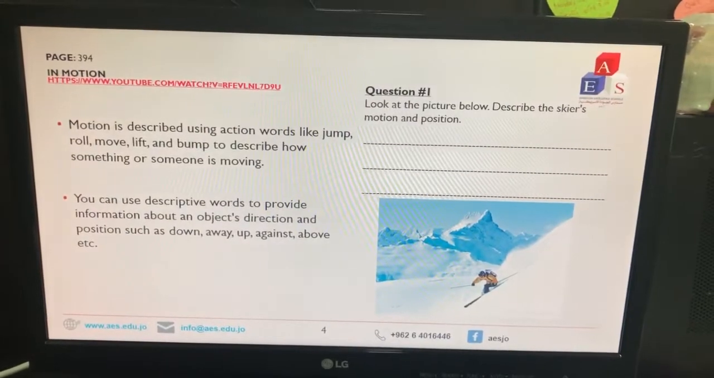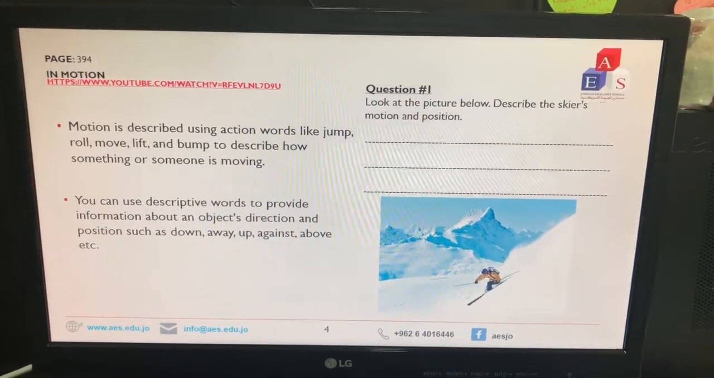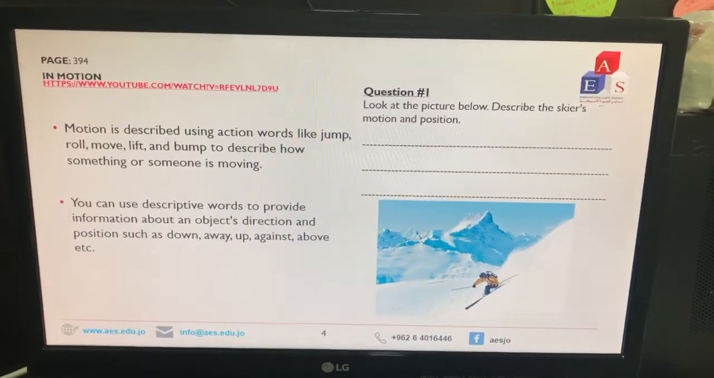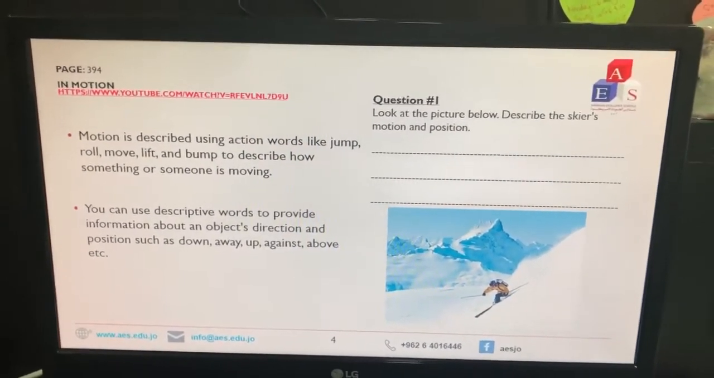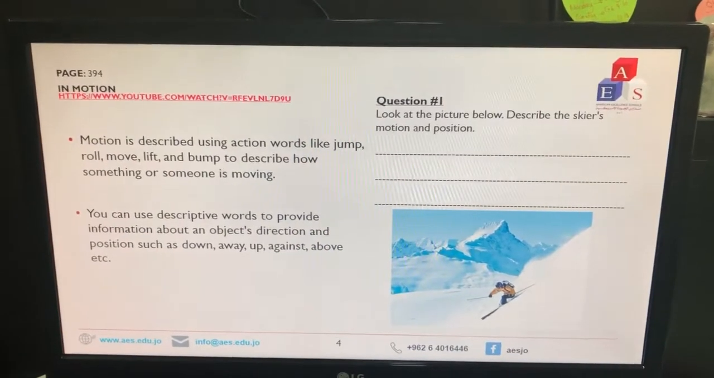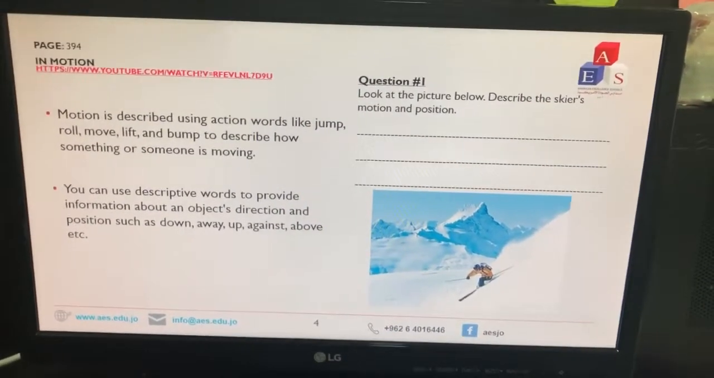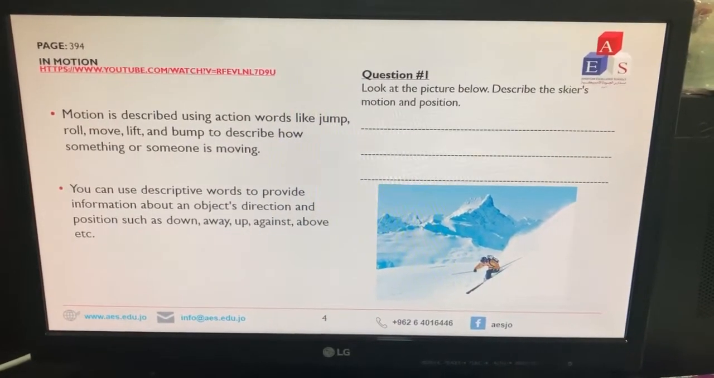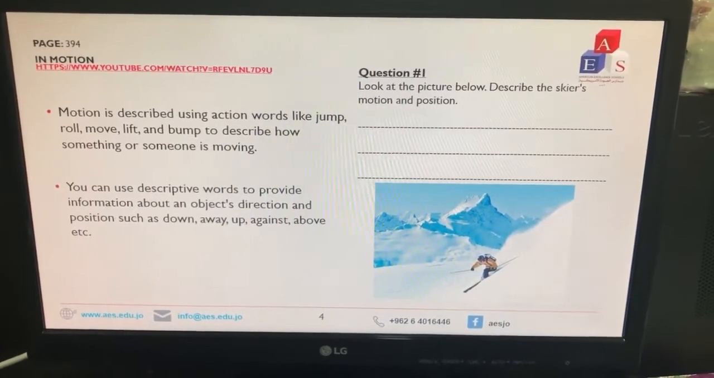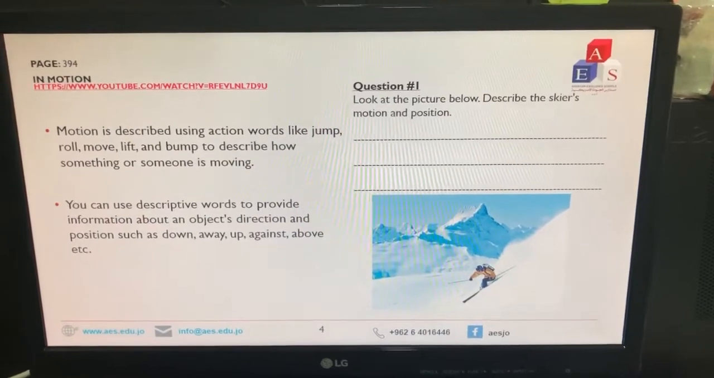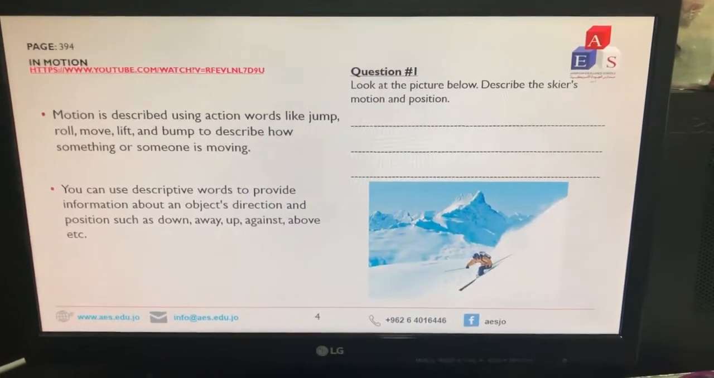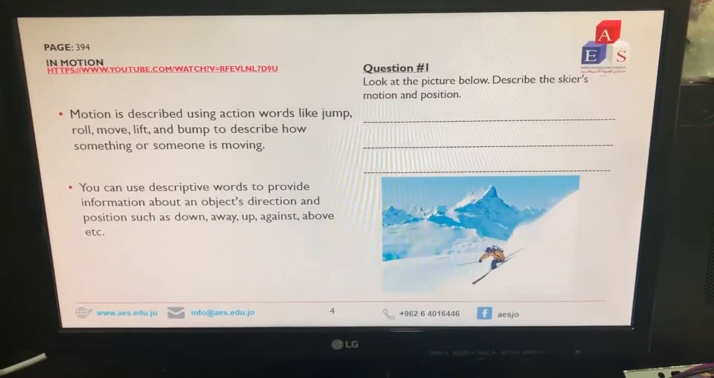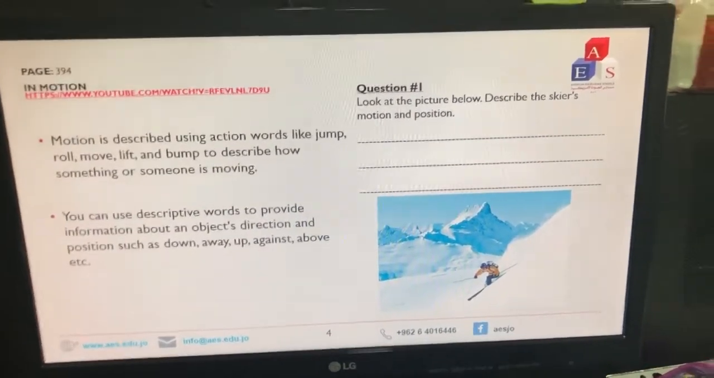Alright, now on page 394, it talks about motion and position of an object. First of all, watch the video and then read the summary. This summary states that every object, we can describe its motion if it's moving. We can describe it by using the words, for example, jump, roll, move, lift, bump, and so on. Now, an object also always has position, so we can describe an object's position by also using the words away, up, against, above, down, and so on.